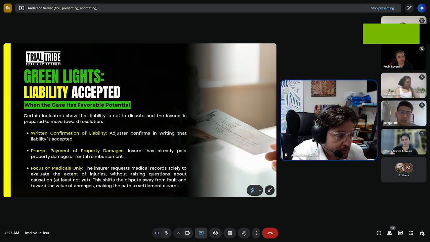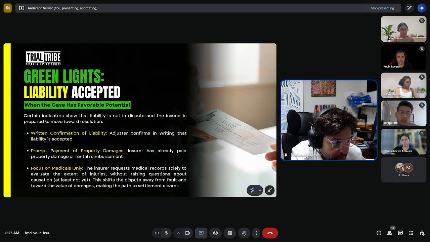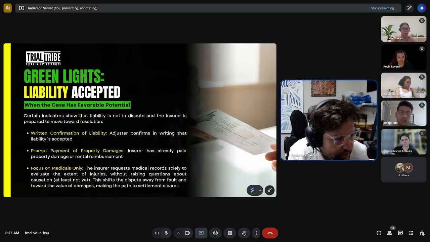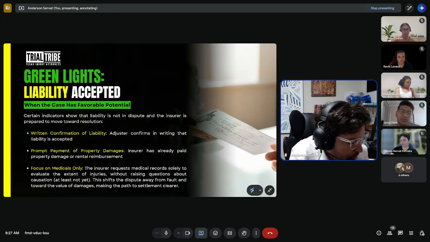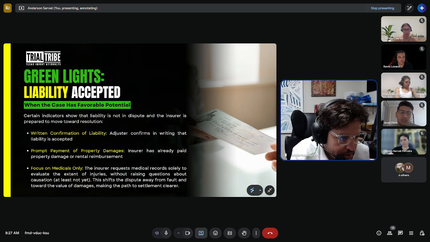And the things that we need to see: if the adjuster said liability is accepted, it's fine. The written confirmation is the best one. If they are just fixing the car in the same week, they are basically accepting. And if they just want more information about the injuries, normally they are fine. If they don't care about injuries and just say, oh, I don't have enough information, it's a questionable liability, so we need to pay attention to what's going to be next.